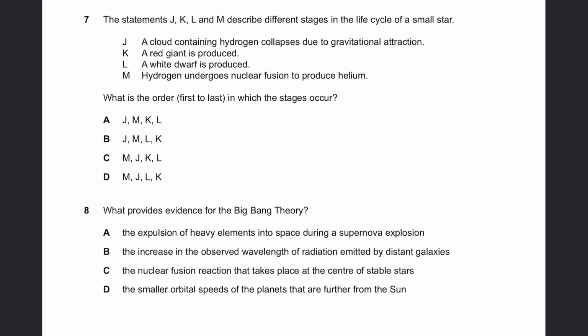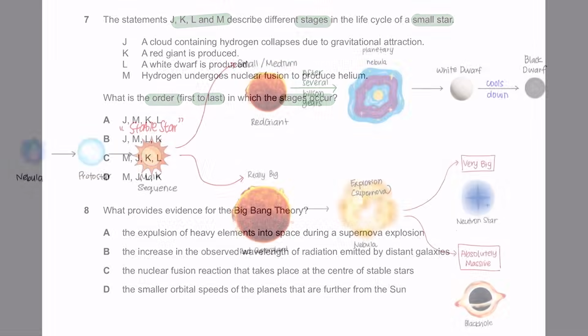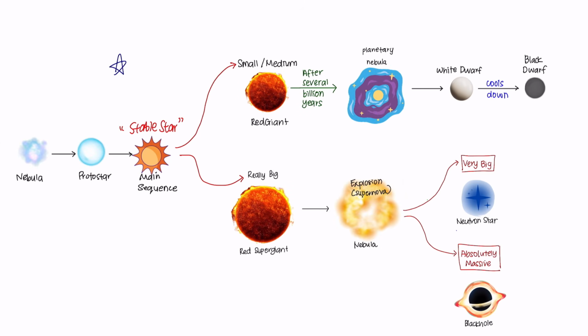Question 7. The statements J, K, L, and M describe different stages in the life cycle of a small star. What is the order, first to last, in which the stages occur? Make sure you are familiar with the life cycle of a star for a small or a medium star, which is similar to our Sun, or a star bigger than ours, which is known as a red supergiant. The question here only wants us to know the life cycle of a small star.